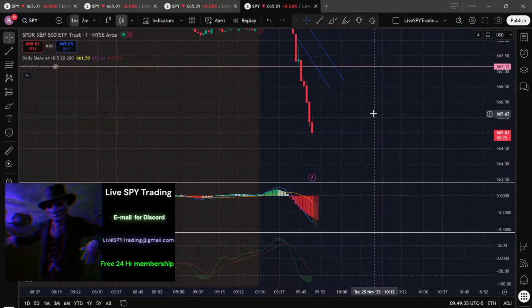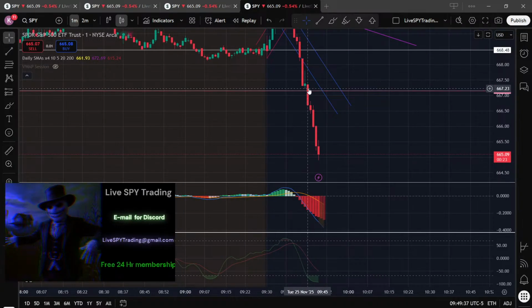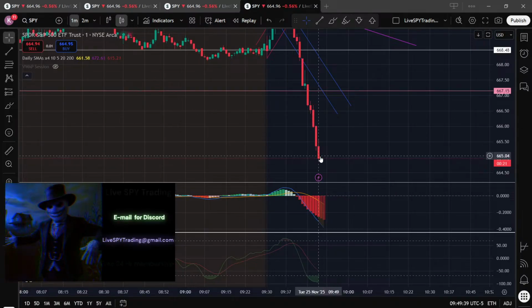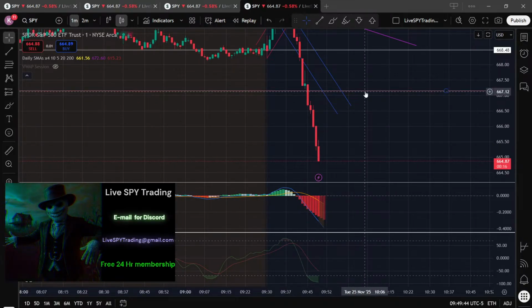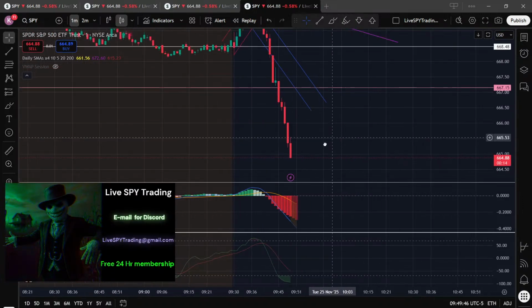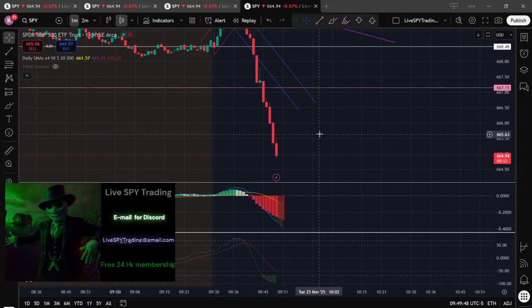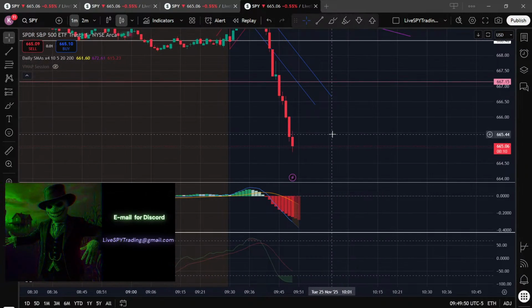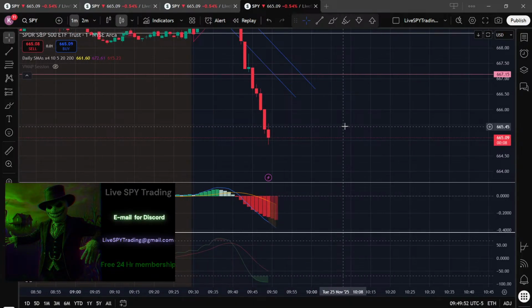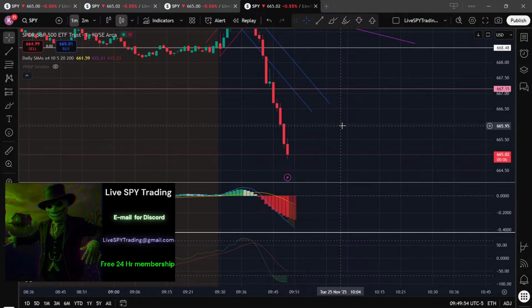Look at all the room we had. There's not even one green candle here on the break of Pink Ranger. Look at the money we just printed. If you stick to the strategy, man, I'm trying to tell y'all, it works.